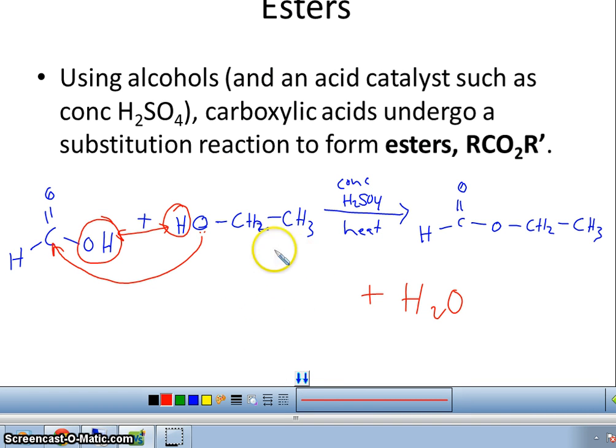What else was I about to say? I was about to say that the name for this one, we name these with the alcohol section first, so this will be ethyl methanoate. This bit first, then this bit, the bit with the single bond O.